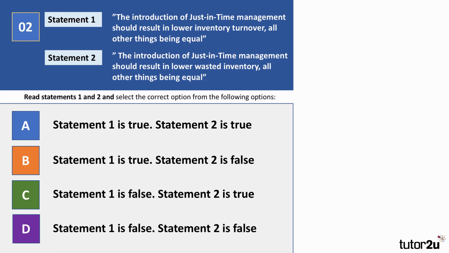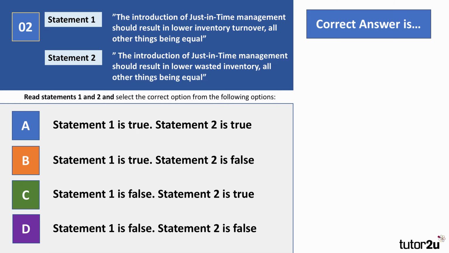Let's take a look at what these statements were saying. Well, the correct combination here is C. Statement 1 is false, statement 2 is true. Let's look through. Well, introduction of just-in-time management should result in higher inventory turnover, not lower. The idea is that you hold a lower level of inventory. With just-in-time, the inputs into the production process arrive as they're needed. Therefore, by holding lower inventory, we should see a higher inventory turnover.